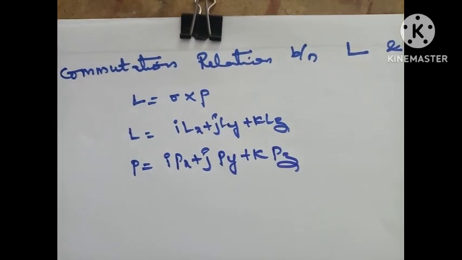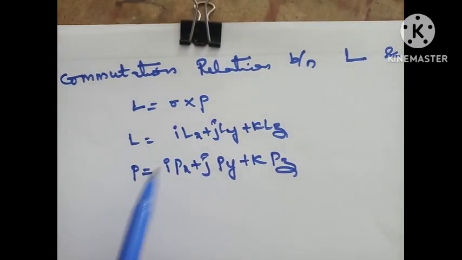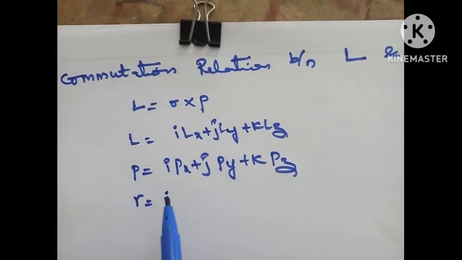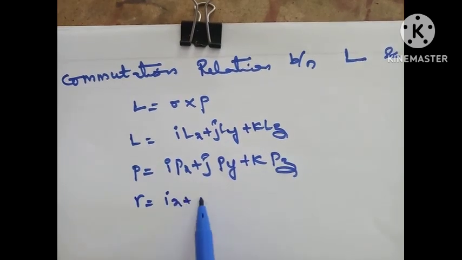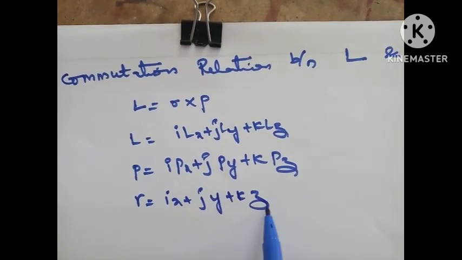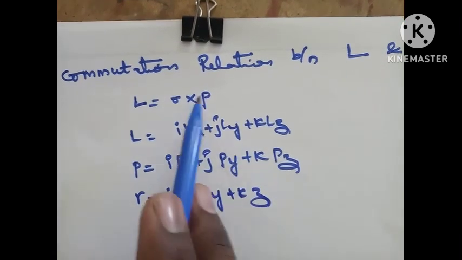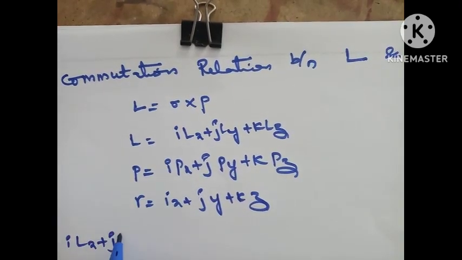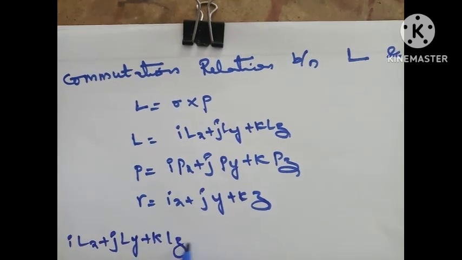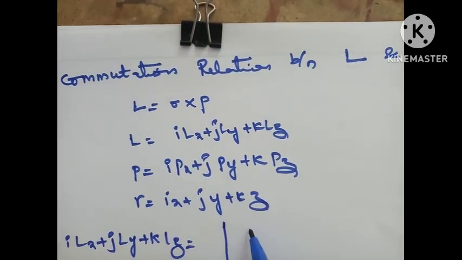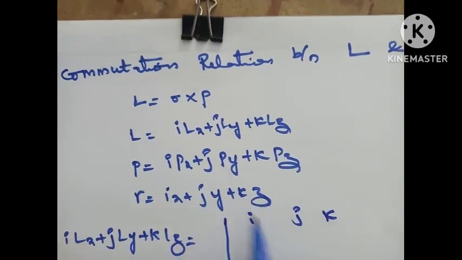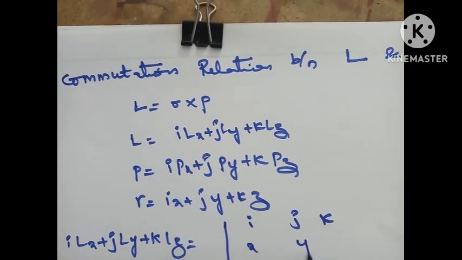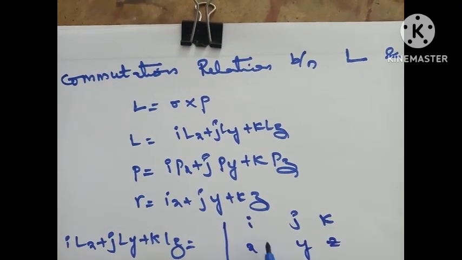Now take L cross. In place of R I am taking i into x plus j into y plus k into z. Now I'm substituting all these terms here, then we'll get i into Lx plus j into Ly plus k into Lz equal to R cross P, which can be the determinant i j k, where in place of R I'm taking x y z, and here I'm taking Px Py and Pz.